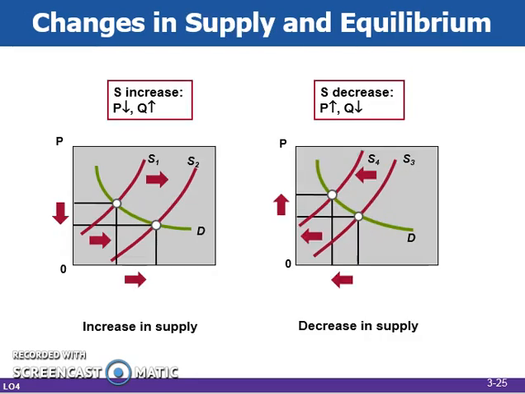The same is true when determinants in supply other than price cause a shift in the supply curve, only with different results for equilibrium. An increase in supply results in a decrease in price and an increase in the quantity exchanged. A decrease in supply results in an increase in price and a decrease in the quantity exchanged.